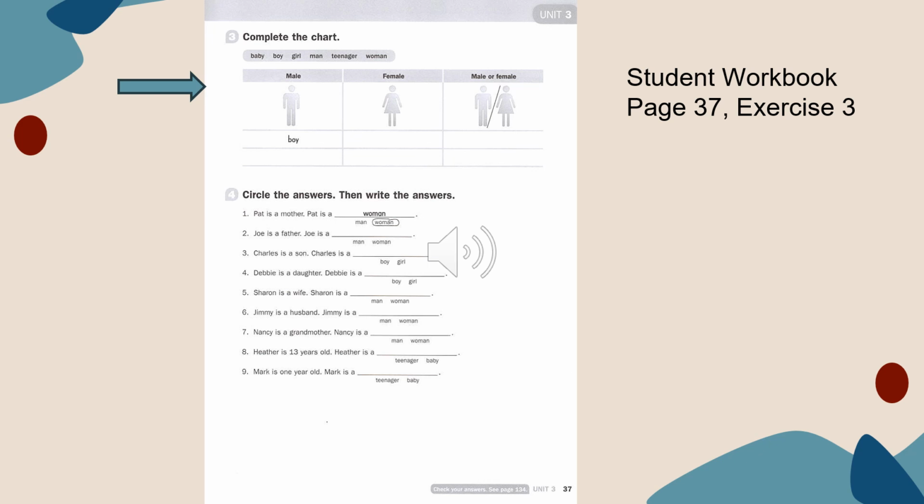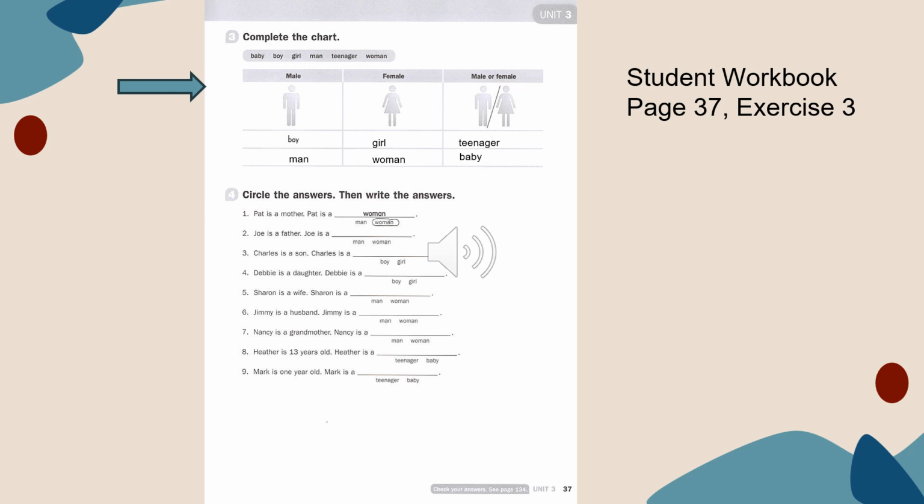Okay. Now, which one is always a male? Boy. Which other one is always a man? What about which one is always a female? There are two of them, aren't there? And then, which two can be a male or a female? Fill in those, okay?